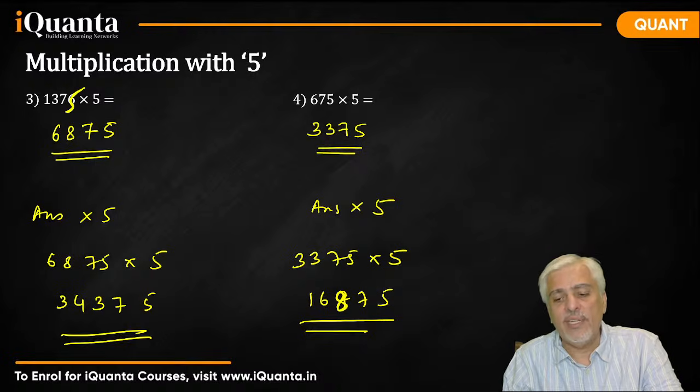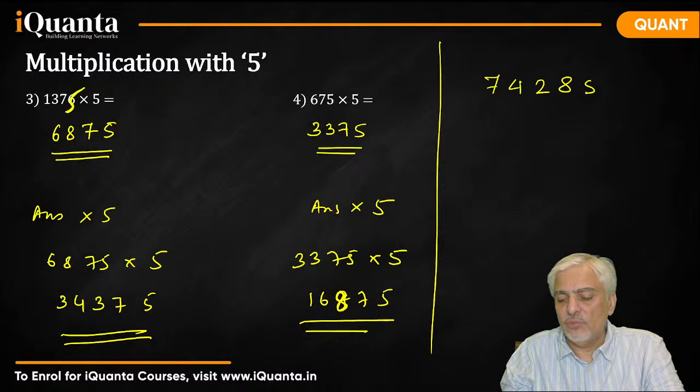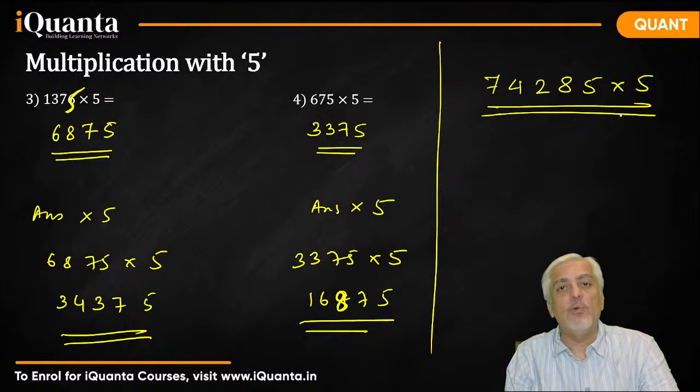Are we clear, everybody? So multiplication of 5, enough examples done. If you want to do one last, you can. 74285 multiply by 5. One last question, then I'll move ahead.